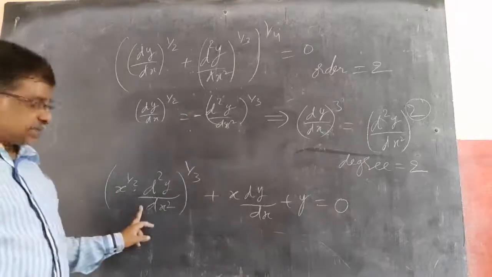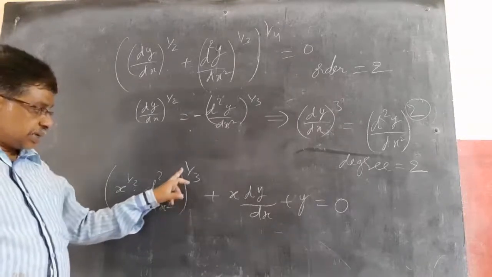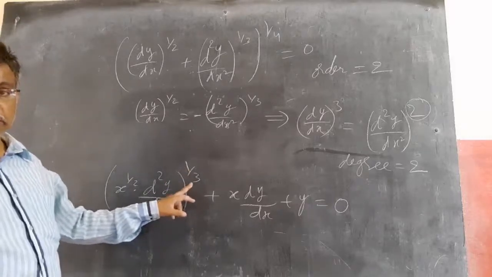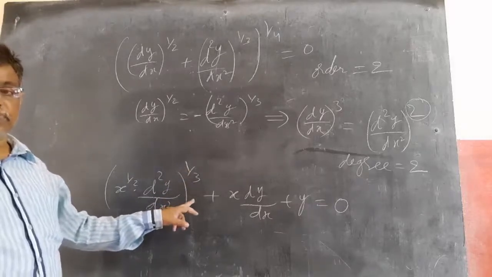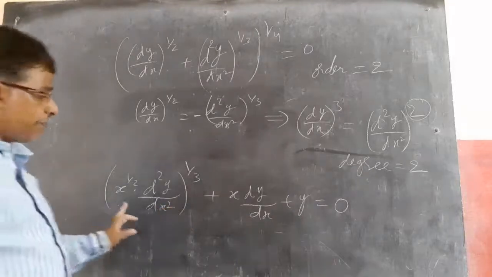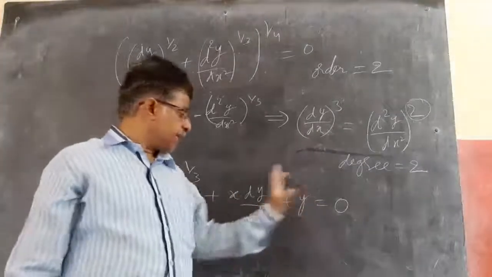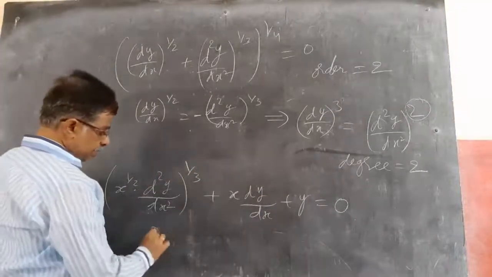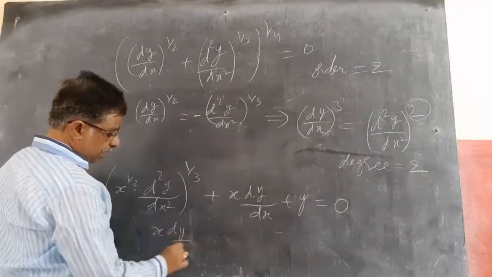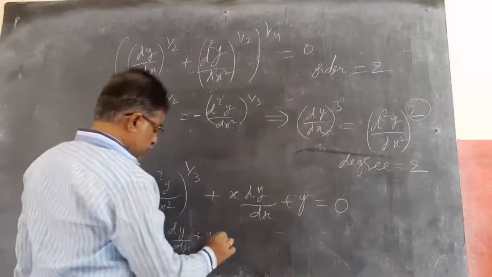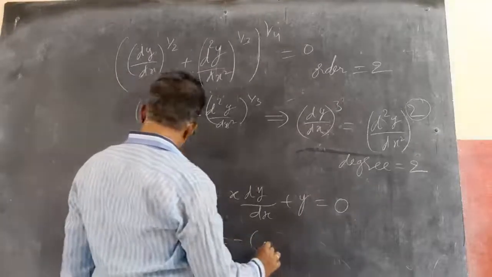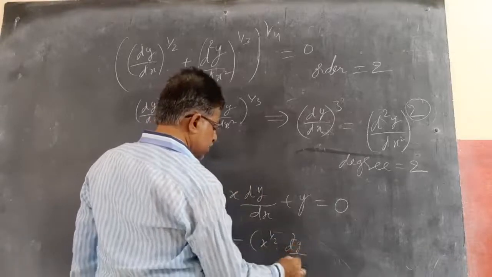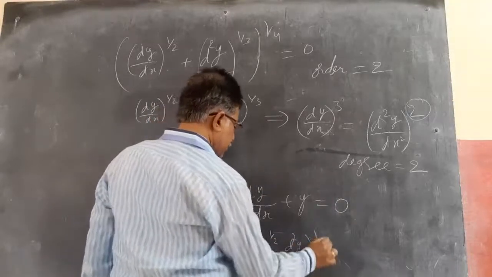Again this is not in polynomial form. It is having 1 by 3. So it is again in radical form. So to be free from radicals, make cubing on both sides, bringing this to that side. So bringing this to that side, it becomes x into dy by dx plus y equal to minus of x power 1 by 2 into (d square y by dx square) whole power 1 by 2.